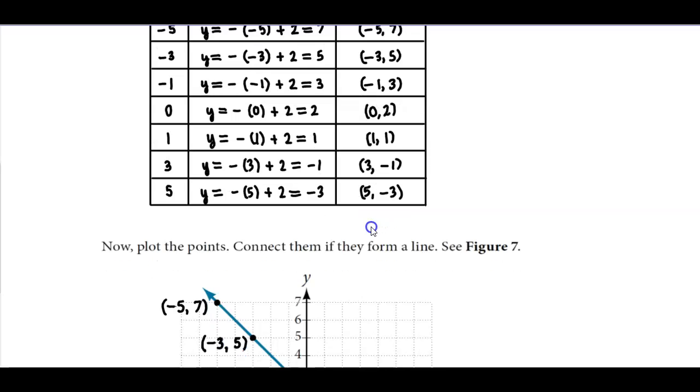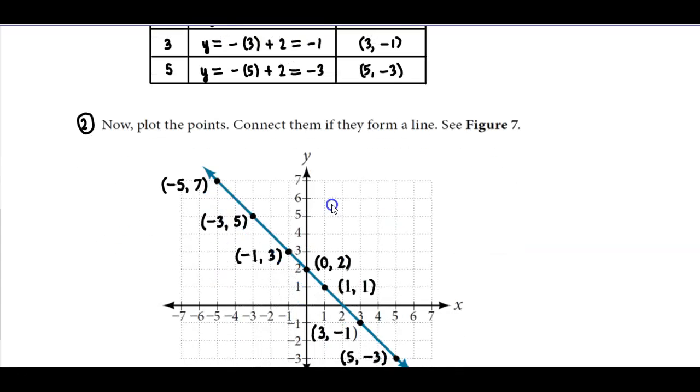And then we're going to go ahead and plot the points, and then connect them if they form a line. So for step 2, we're going to go ahead and plot our points. Our first point is we're moving to the left negative 5 and then up 7. So we have negative 5, 7. Our second ordered pair, we're moving to the left negative 3 units and then up 5. Our next ordered pair, we're going to move over negative 1 and then up 3.